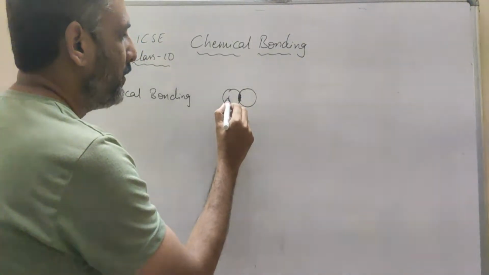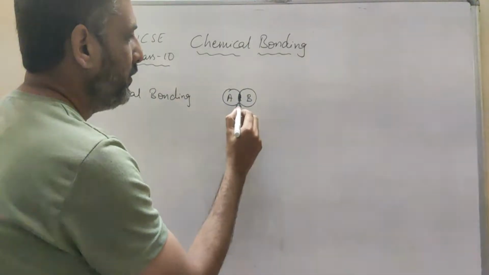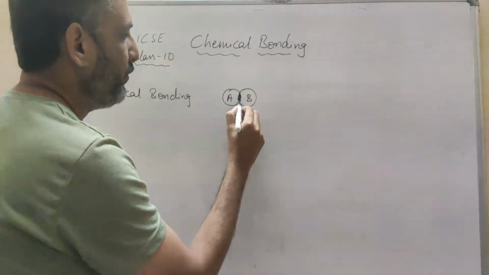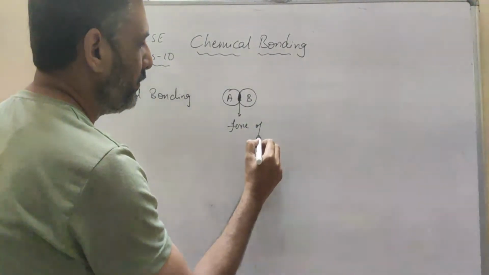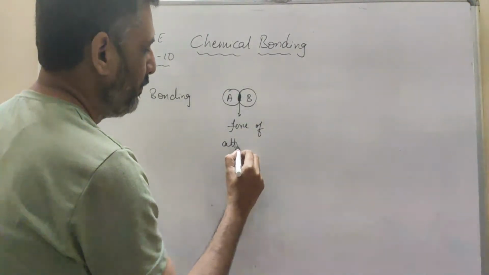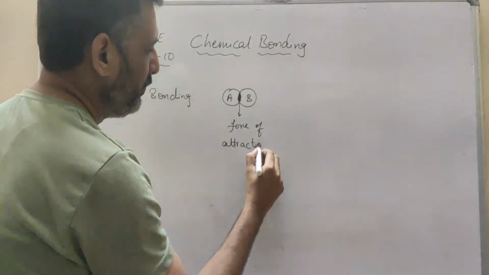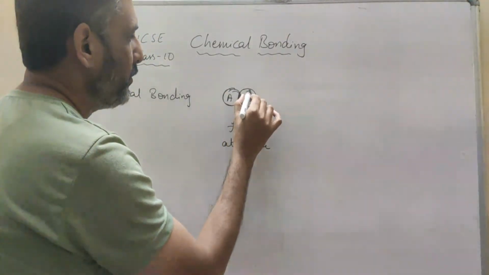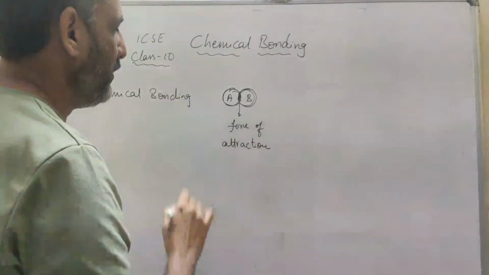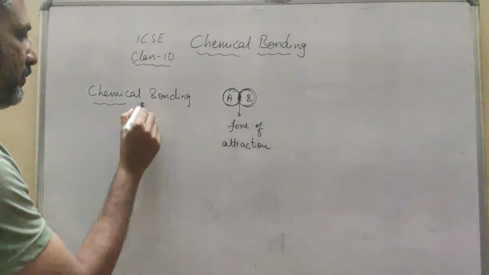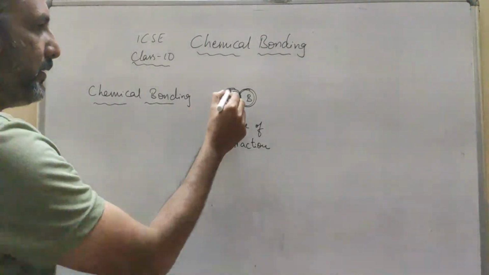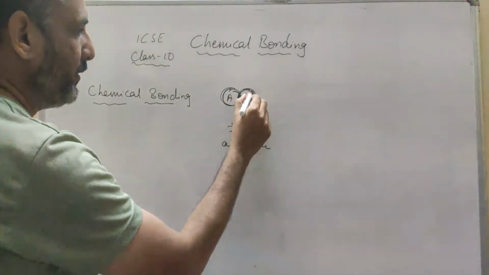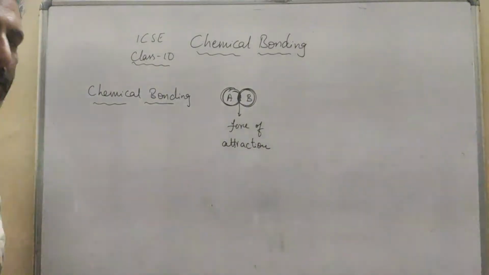So let us say this is an atom A and this is an atom B. The force of attraction which is holding these two atoms together can be named as chemical bonding. Now let us see why the atoms of different elements participate in bonding.